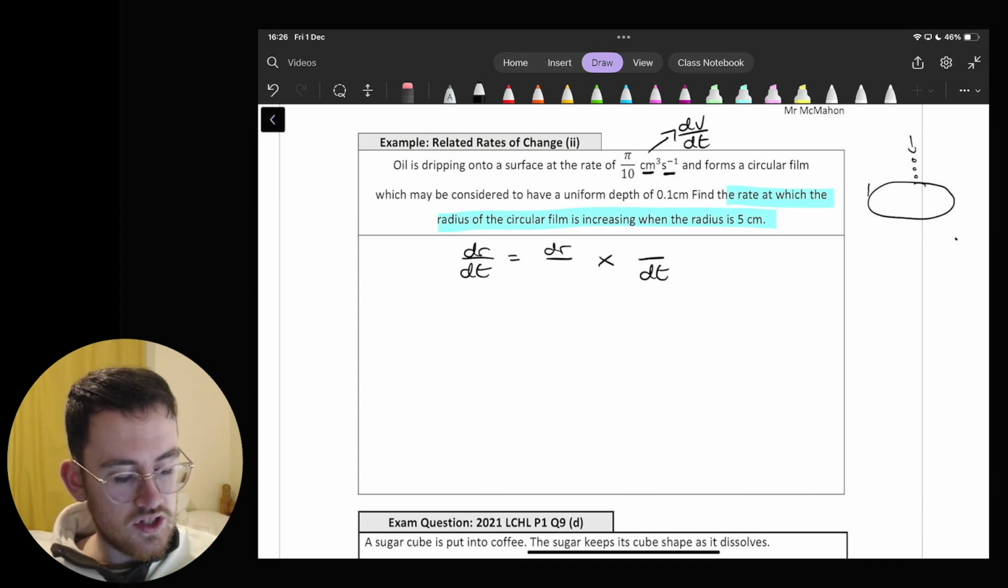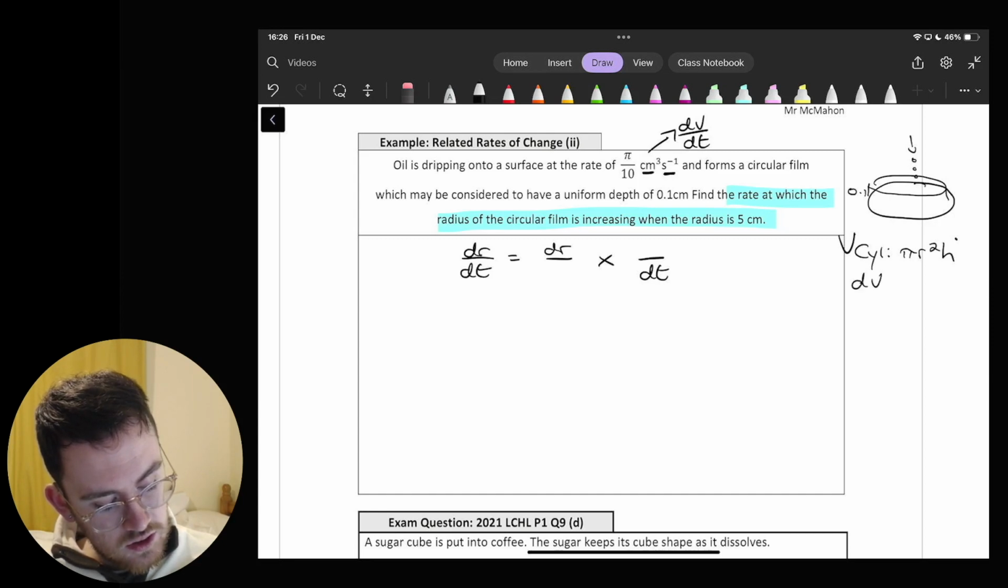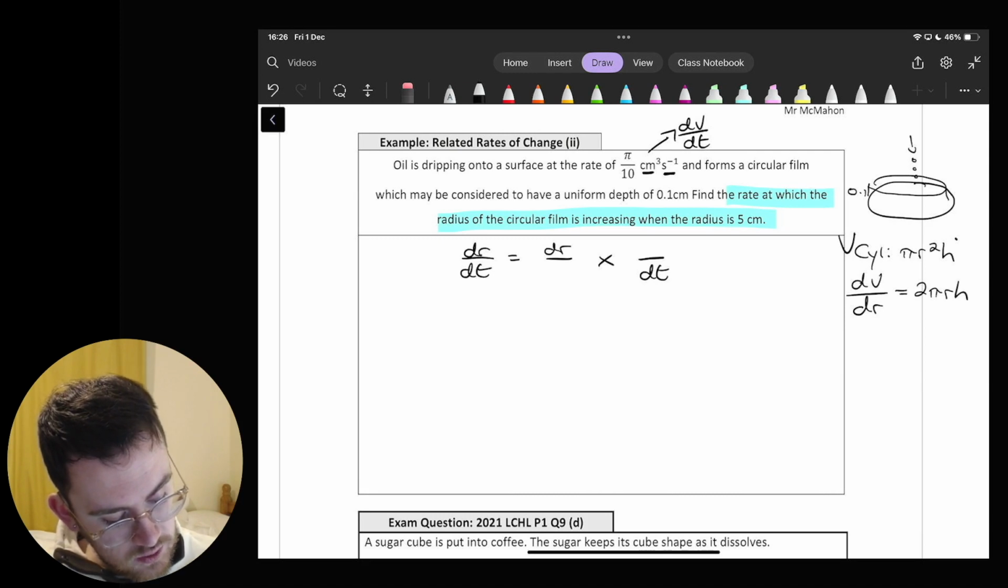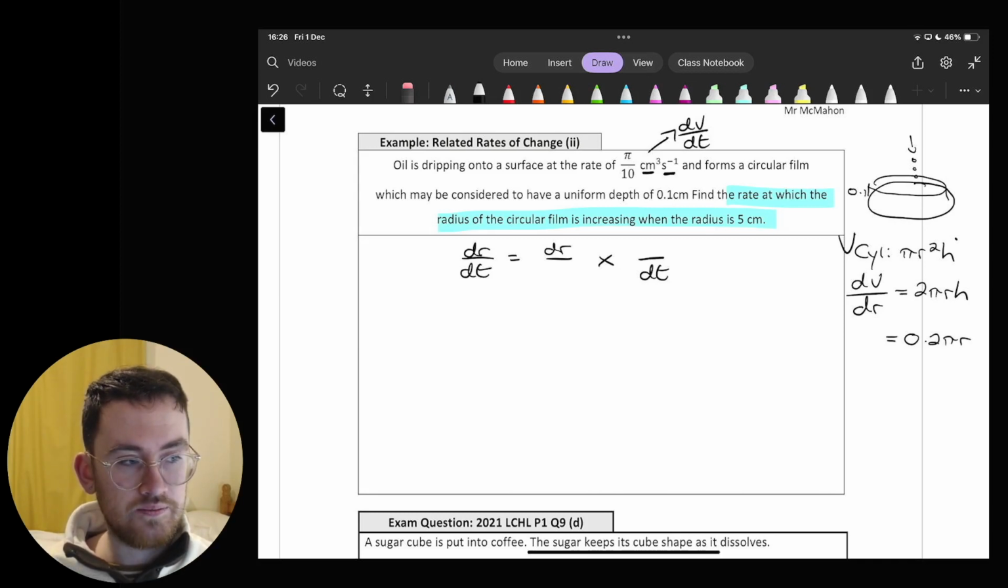The other thing I can use is the shape. If I'm forming a circular film with a depth of 0.1 centimeters, that's going to be a cylinder, and the volume of a cylinder is pi r squared h. So the rate of change of this volume with respect to the radius is going to be 2 pi r h, and I know that h is 0.1, so that's going to be 0.2 pi r.